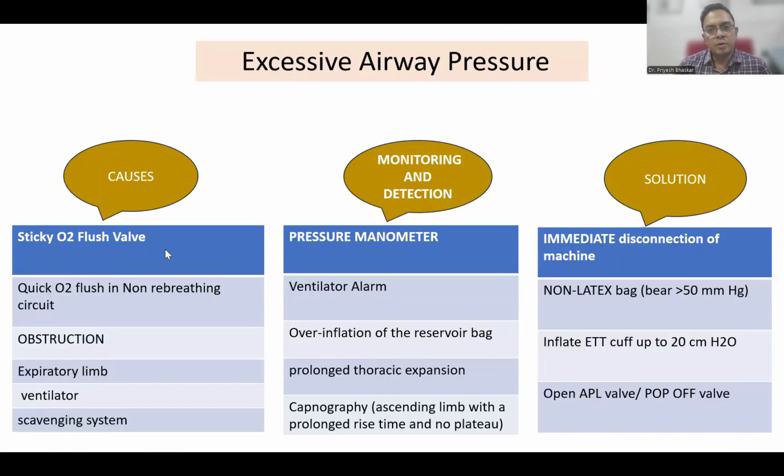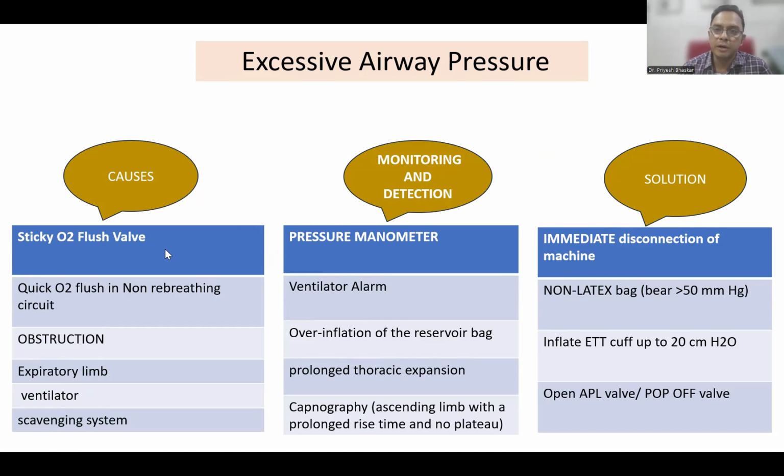So now another set of problems is excessive airway pressure. What are the causes? The causes can be a sticky oxygen flush pump, or a quick oxygen flush in the non-breathing circuit. You can also get obstruction at the level of the expiratory limb, the ventilator, or the scavenging system.